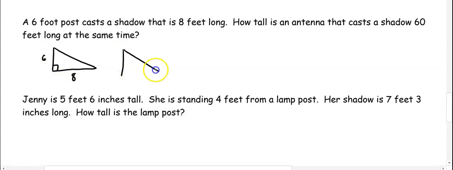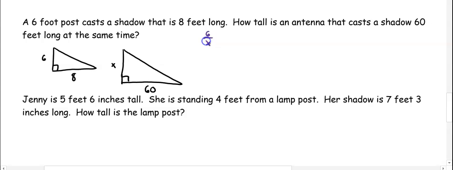How tall is an antenna that casts a 60-foot shadow? So we don't know the height of the antenna, but we know that the shadow is 60 feet. So when we go to set up a ratio, we want the ratio of the object together, and we want the ratio of the shadows together.